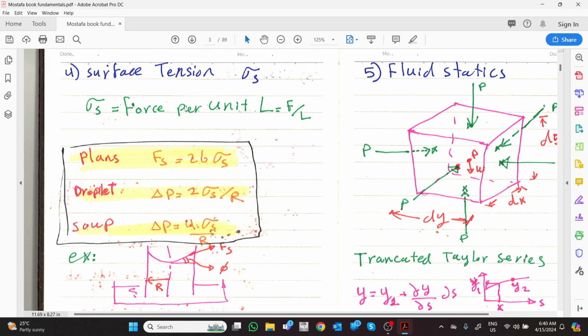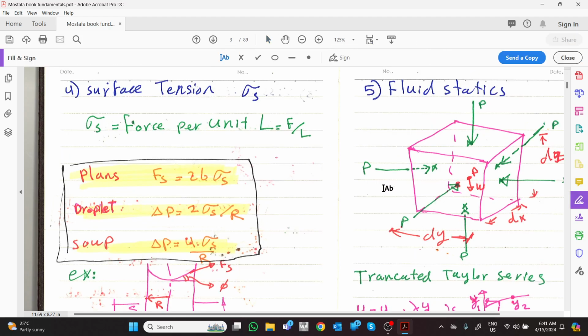The surface tension is very simple. It is a force per unit length. In the case of a plane, it is 2 times the surface tension. If it is a droplet, delta P equals 2 times the surface tension divided by r. Imagine that the surface tension is like a rubber. So when you have a rubber or something like this, so if you have a rubber, one second.